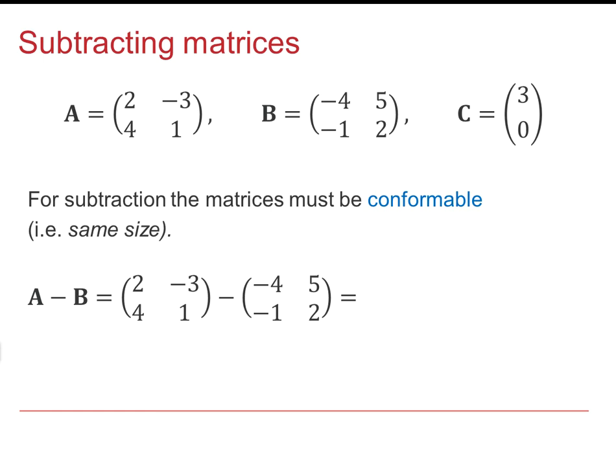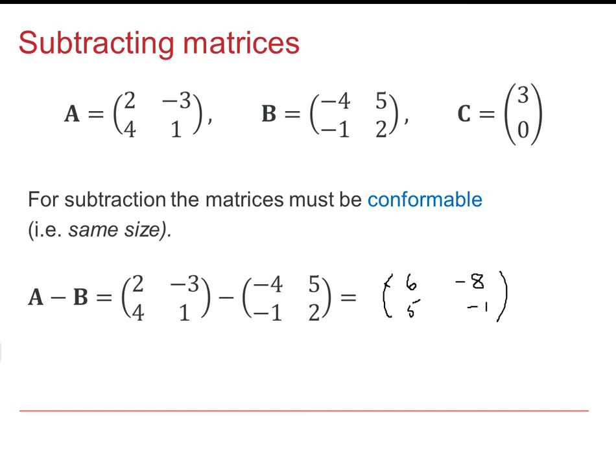Subtracting matrices, again, conformable means that we have to have matrices of the same order or same size, and it's exactly the same sort of process as for addition, but this time we're simply subtracting the numbers involved. So we're going to get 2 minus -4, which gives us 6 in the first entry, and then moving along the top row, -3 minus 5, -8. On the bottom row, 4 minus -1 is 5, and 1 minus 2, -1.